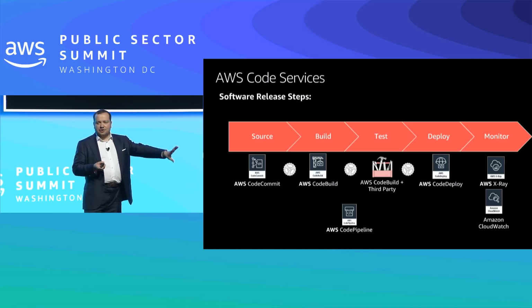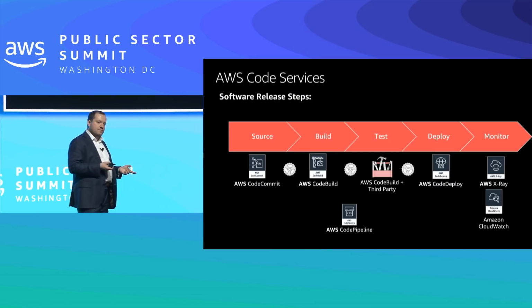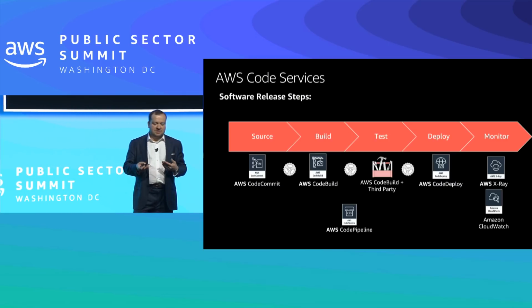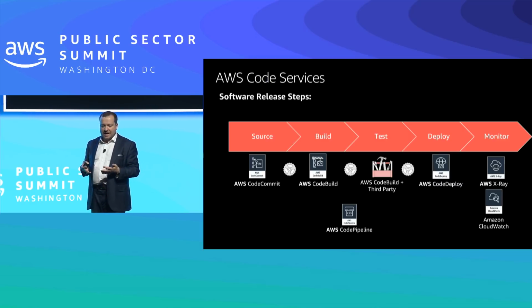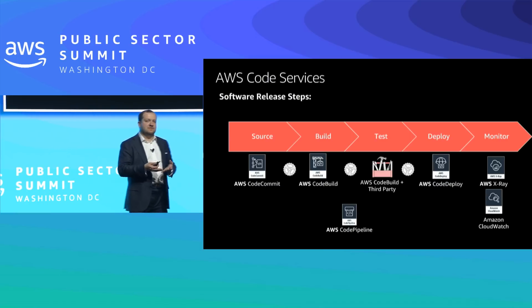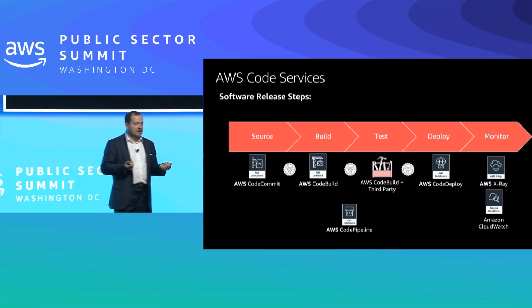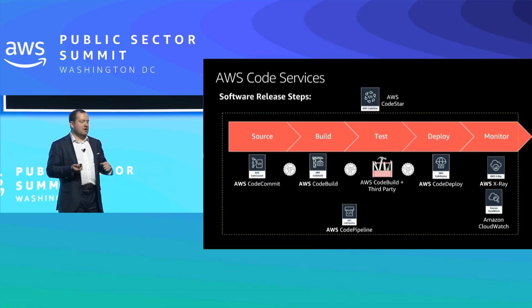So CodePipeline will monitor your code repo. As soon as there's a change, it's going to do a build and CodeBuild, it'll run some tests. It'll do deploys to different environments. And ultimately, you'll have an artifact that's in production. And again, how you configure that, which of these services you use, which third-party service you use, that's all configurable in CodePipeline. So then we've got CodeStar.